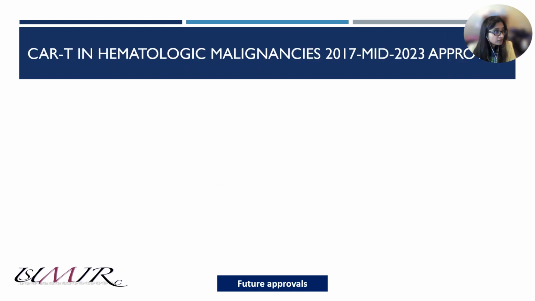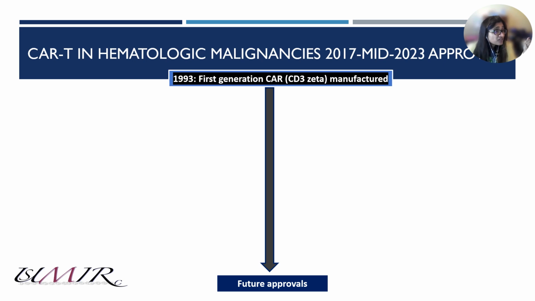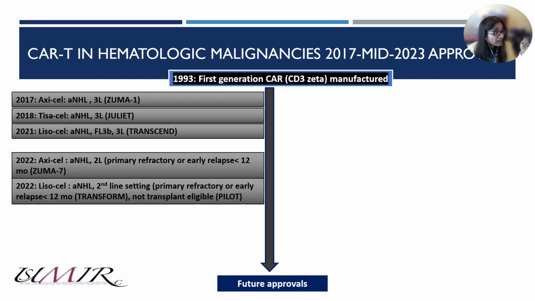Now, the concept of CAR-T cells in hematological malignancies, and the work that has gone into it, has been decades before the first approvals. So the first generated CAR, which was first generation CAR-T, was manufactured in 1993. And it was decades after that that we had the actual first approvals in diseases which were initially non-Hodgkin's lymphoma as well as ALL. In 2017, we had axicel, tisacel, and lisocel.